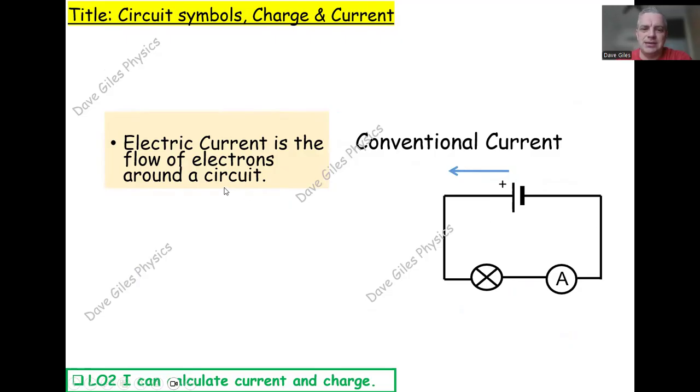So in reality, the actual current goes from negative to positive, because the negative electrons start at the negative end and they move to the positive because negative is attracted to the positive end. However, when early work on circuits was completed, scientists did not know about the negatively charged electrons flowing around the circuit. So they said it goes from positive to negative. That's what we call conventional current.